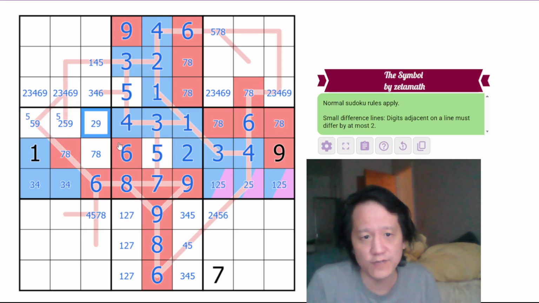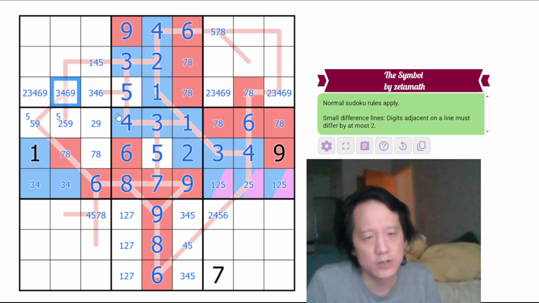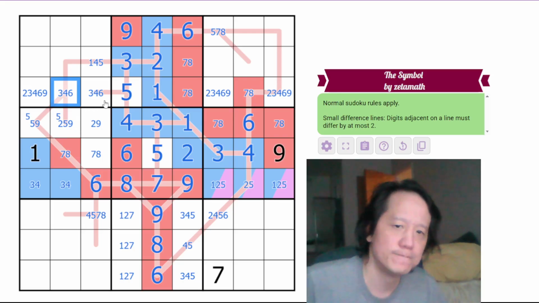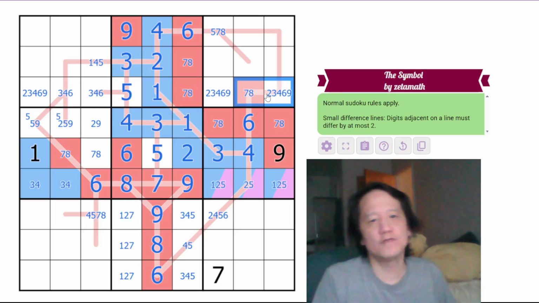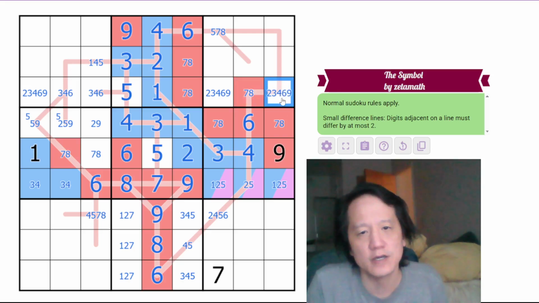This cannot be 5 here. So 2 or more away from 5. It cannot be 2 here. It could be 9. No. 9 has to be 2 or more away from 5. So this can't be 9 either. So this is 3, 4, or 6 here. You have to have this be 2 or more away from 7 or 8. It cannot be 2, 3, or 4. It's 6 or 9 here.